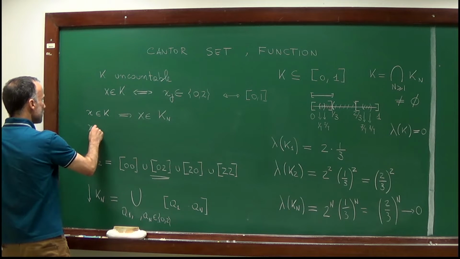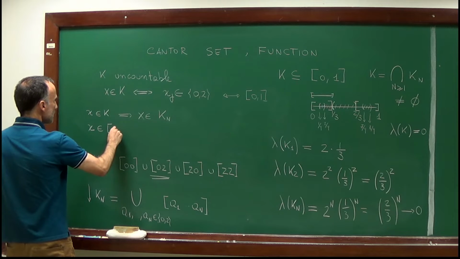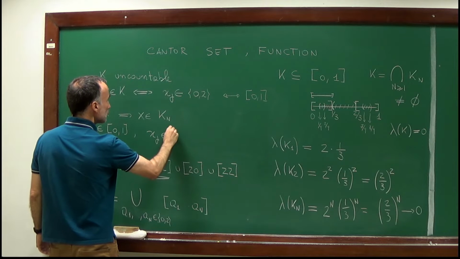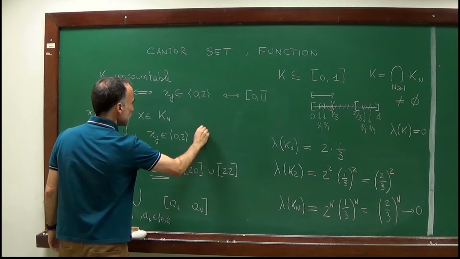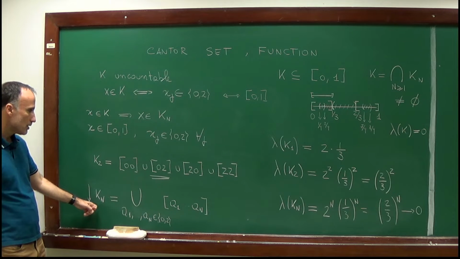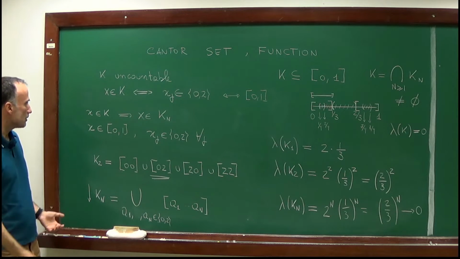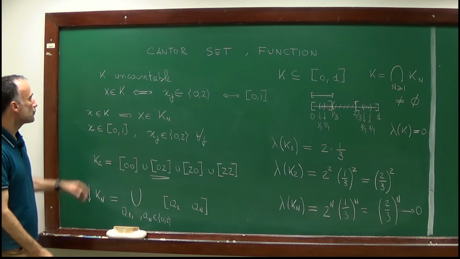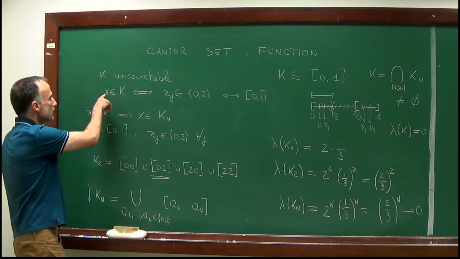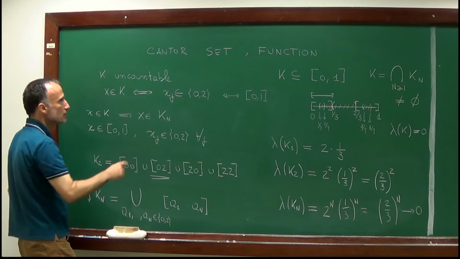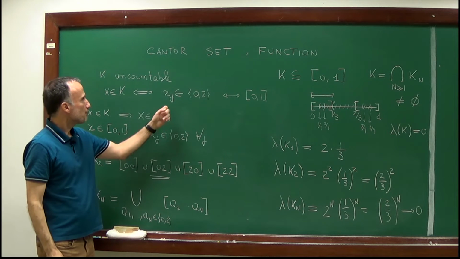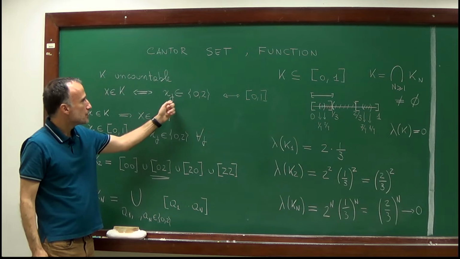And on the other hand, if you take a point x in the interval 0, 1, such that xj belongs to {0, 2} for all j, then it's clear that x belongs to Kn for any n, and therefore it belongs to the intersection, and the intersection is K. So this proves this claim that a point x in the interval 0, 1 belongs to the Cantor set if and only if it admits an expansion which uses only digits in {0, 2}.